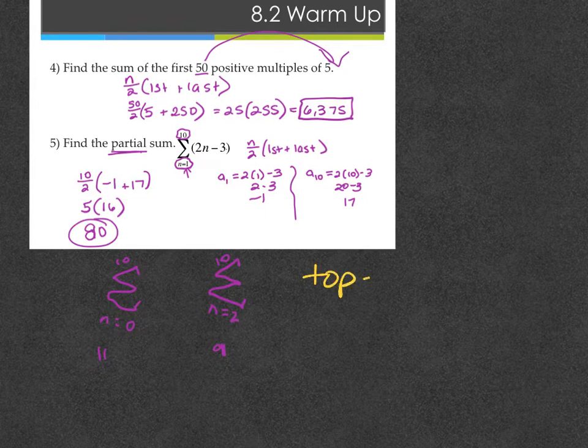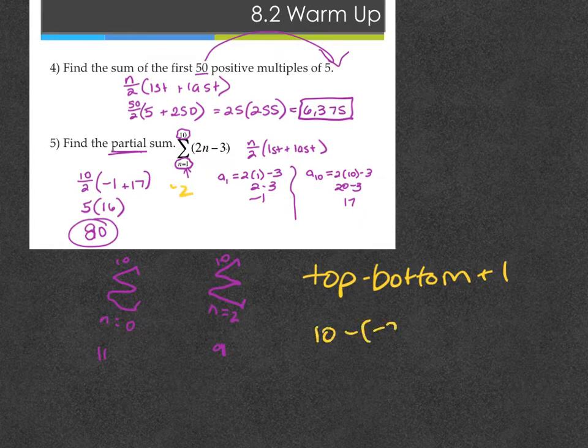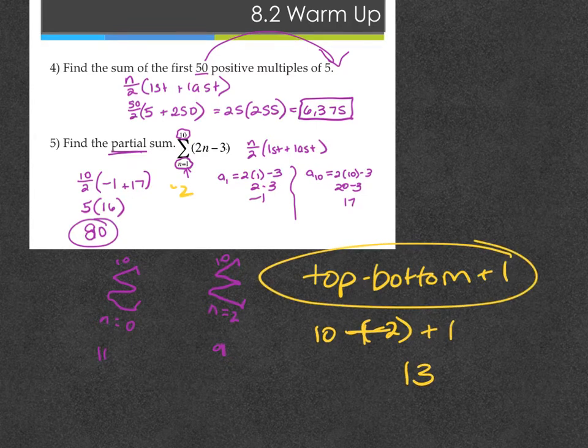Top minus the bottom plus 1. So if it's 10 minus 1, that's 9. I add the 1 on, I get that there's 10 terms. If it was negative 2 on the bottom, I would do 10 minus a negative 2. That means 12, plus 1, which is 13 terms. So if you're confused, you can use that formula, but if it's 1, it is what it is, and if it's less than 1, you have to add however many less than 1 it is. If it's bigger than 1, you have to subtract however many bigger than 1 it is.